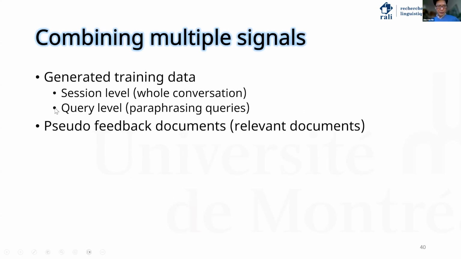Now, what we do here is to look at two possible generations. One is to create a new session completely by LLM, by giving a topic to LLM, asking LLM to generate possible conversation turns between the system and the user. And another one is to generate additional query formulations automatically. So it is a paraphrasing. And we use pseudo feedback documents to determine what is a good generation or what is a good result or not.